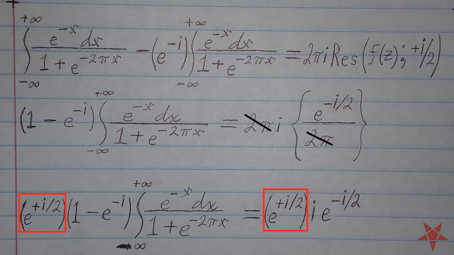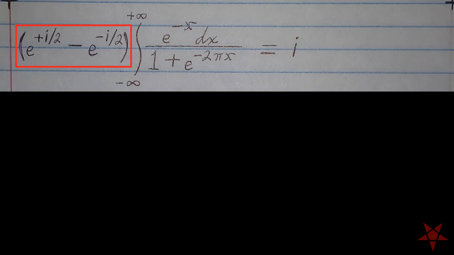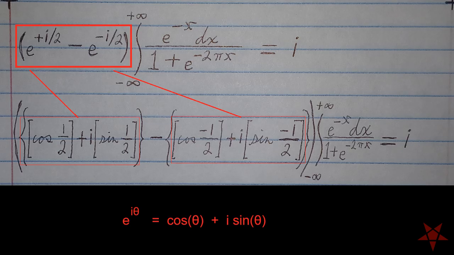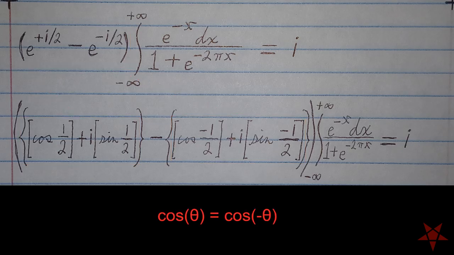Next, we multiply both sides by e to the power of positive i over 2, and this causes the exponential terms on the right-hand side to disappear. On the left, we simply distribute the exponential across two terms. On the left-hand side, Euler's relation allows us to expand two exponentials in terms of trigonometric functions. Cosine is an even function, and this allows us to ignore the minus sign within its arguments in the expression for the second exponential.